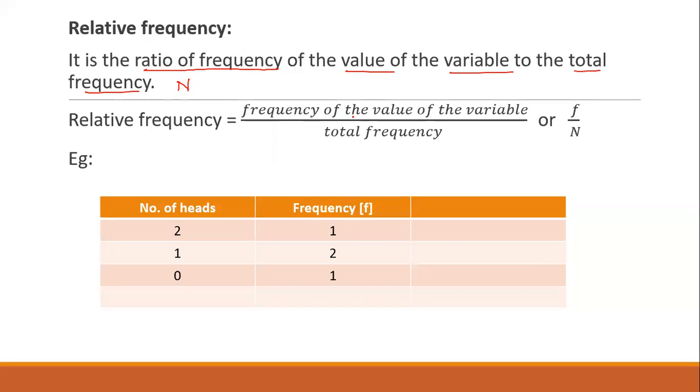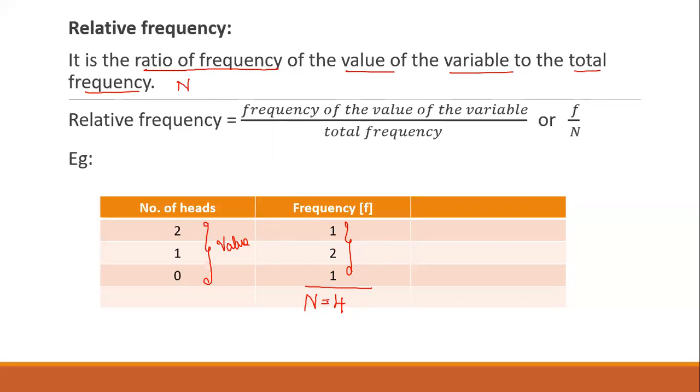So what do we find out here? The ratio of the frequency of a particular value of the variable to the total frequency, that is N. So what is the formula? The frequency of a value of a variable, that is, a particular value's frequency. What are these here? These are the number of heads, so these are the values. What are these? These are the frequencies, which you have to divide by the total frequency. Now what is the total? 2 plus 1 plus 1, that is 4. So that will be noted as N. N is equal to 4.